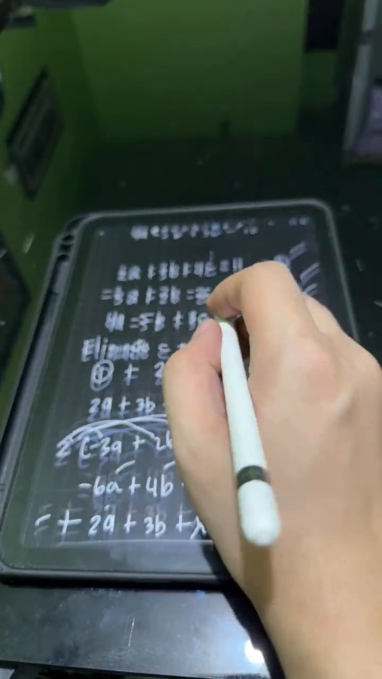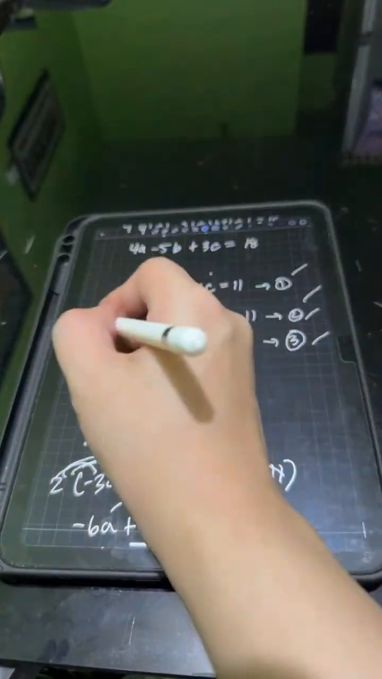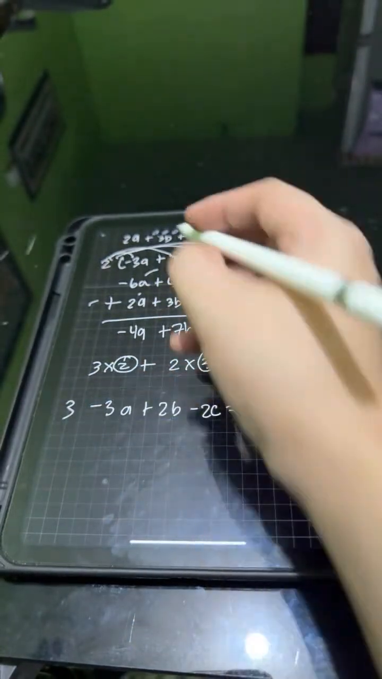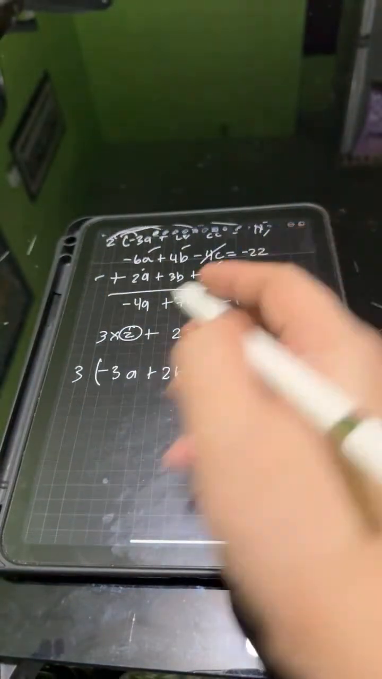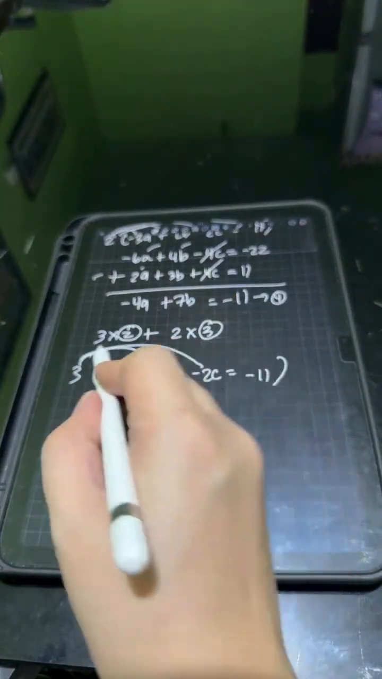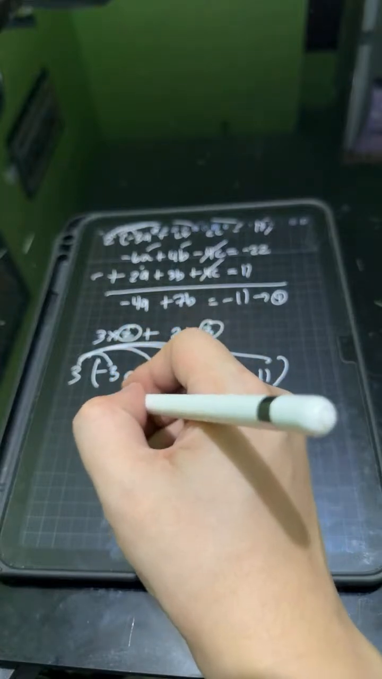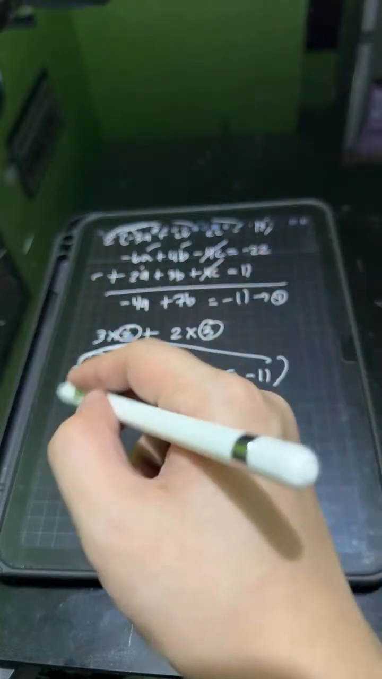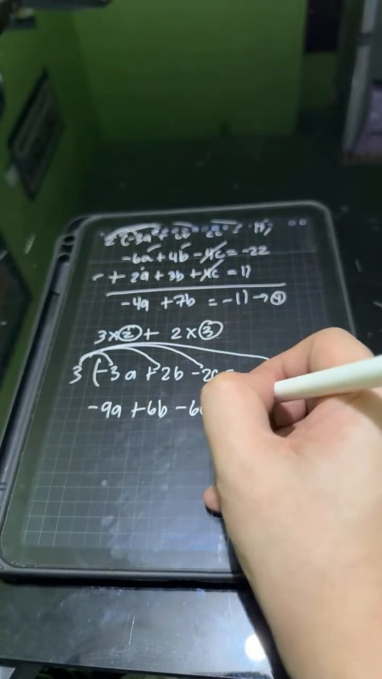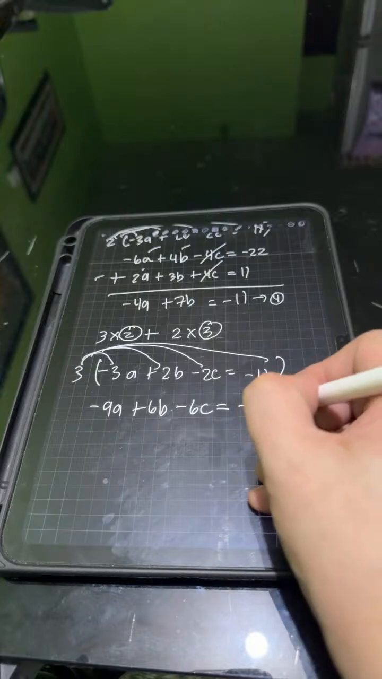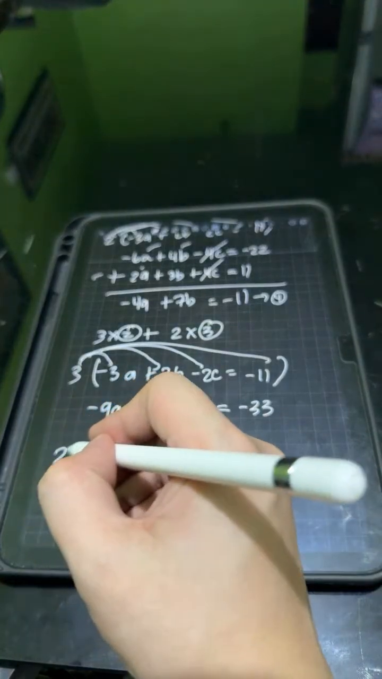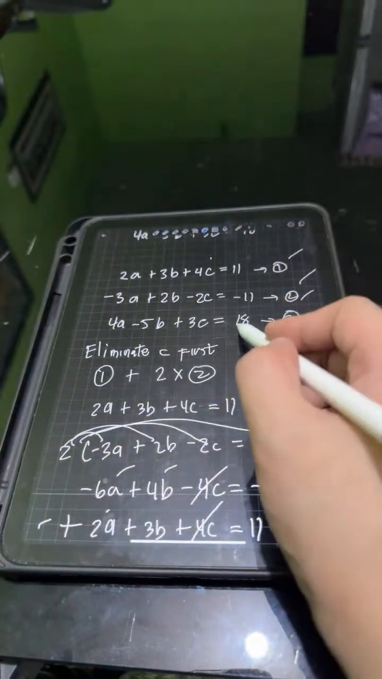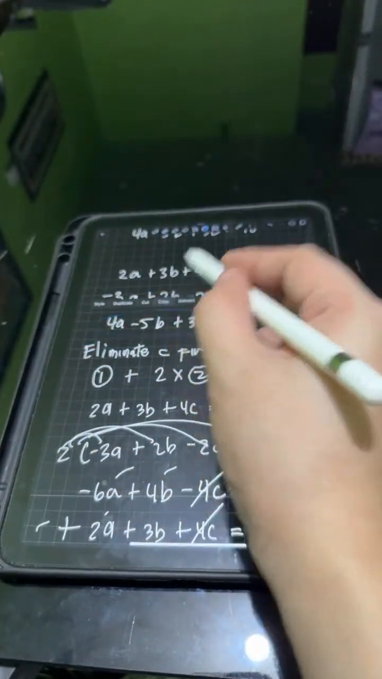So multiply both sides of equation 2 by 3. Distribute this 3: 3 times negative 3a is negative 9a, 3 times 2b is positive 6b, 3 times negative 2c is negative 6c, and 3 times negative 11 is negative 33. Also, multiply equation 3 by 2.